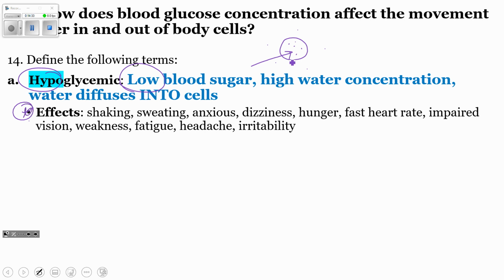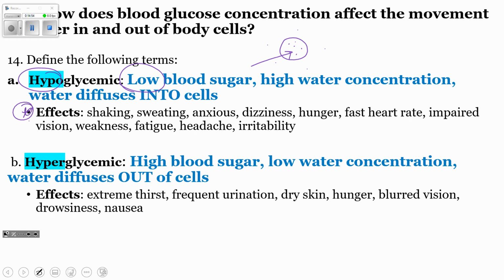Effects of this: shaking, sweating, anxious, irritable, hungry, fast heart rate, fatigue. Think about it. These people have low blood sugar. They don't have enough sugar in order to supply their cells. And because of that, they can't make ATP. If they don't make ATP, they're going to feel tired, irritable, all those other things.